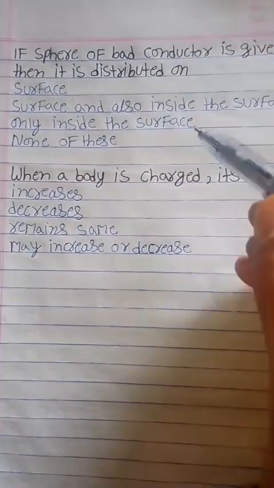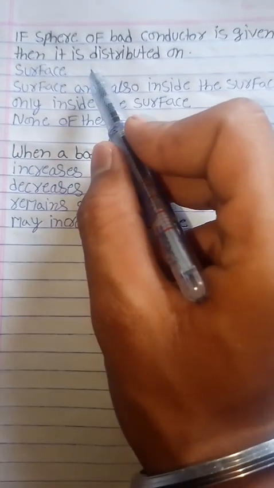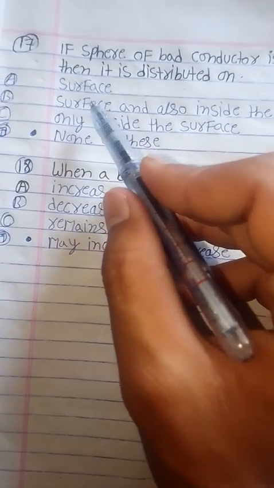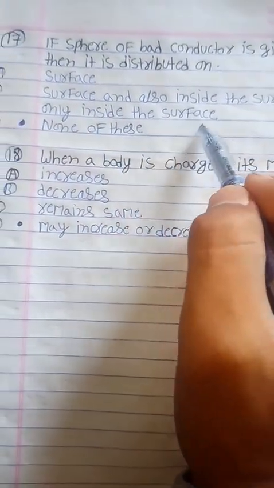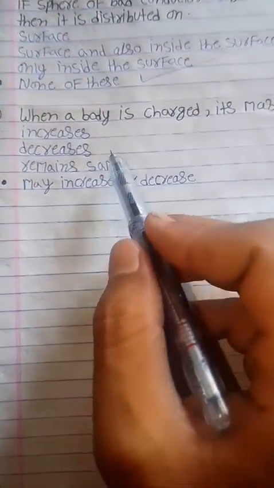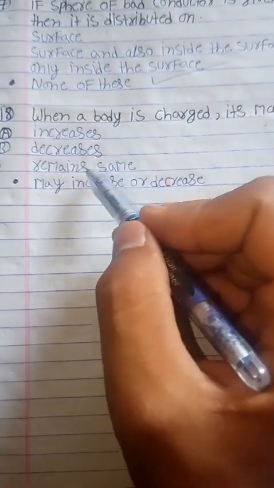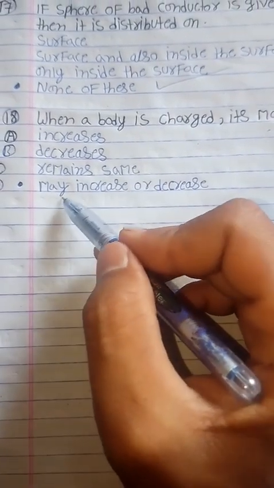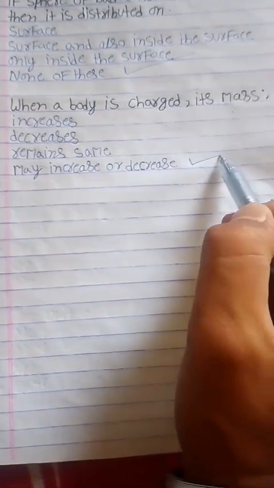If a spherical conductor is given charge, then it is distributed on the surface and also inside the surface, only inside the surface, none of these. When a body is charged, its mass increases, decreases, remains the same, may increase or decrease.